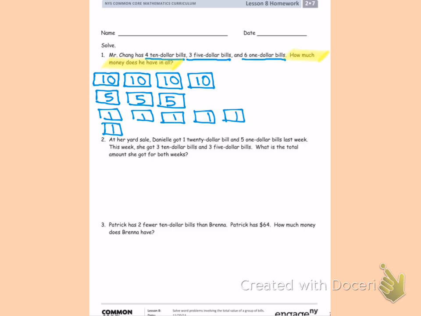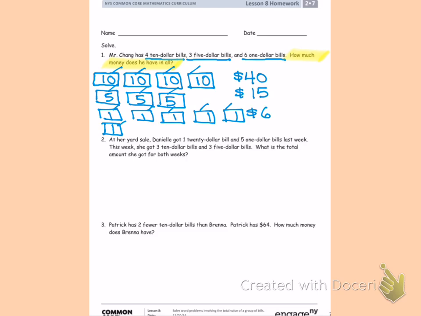Now let's figure out how much money Mr. Chang has in $10 bills. 10, 20, 30, 40. He has $40 in tens. Let's see how much money he has in fives. 5, 10, 15. He has $15 in fives. And let's see how much he has in ones. 1, 2, 3, 4, 5, 6. He has $6 in ones.